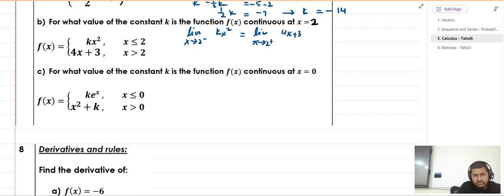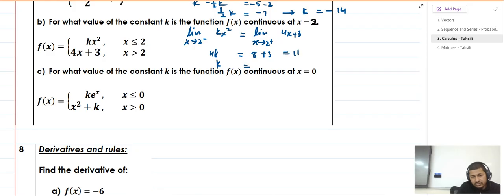And I want to solve for k. Substitute 2 inside here, you get 2 squared, which is 4. So 4k is equal to, substituting 2 in the place of x, 8 plus 3. So k is equal to 8 plus 3, which is 11.